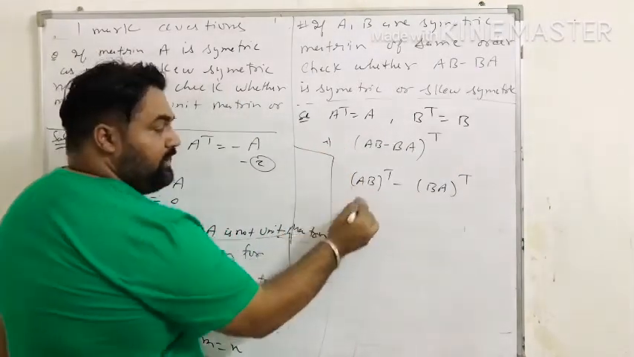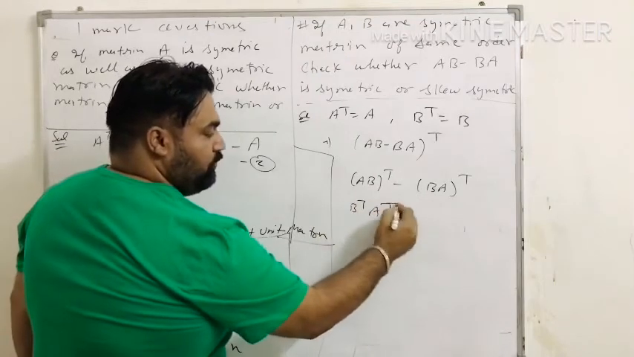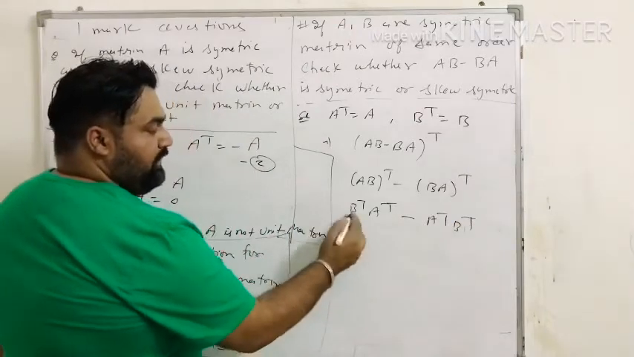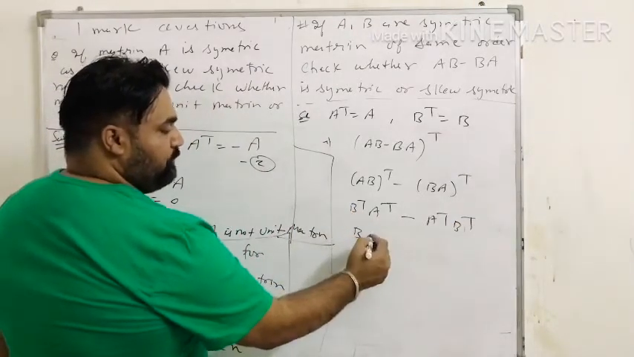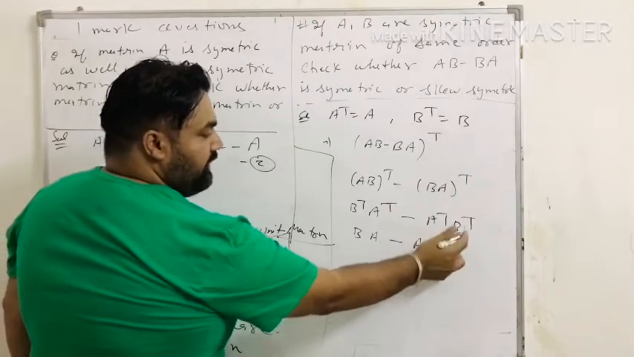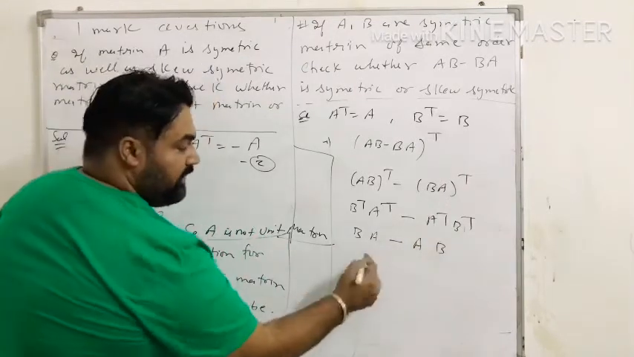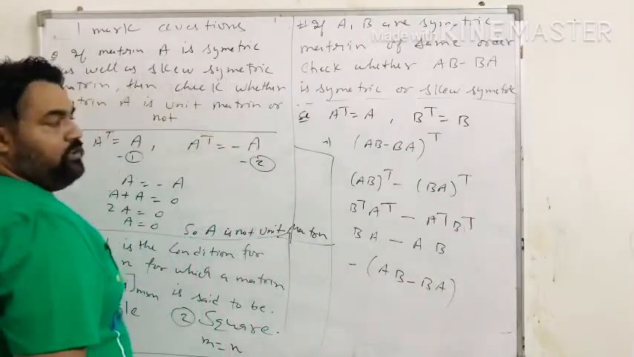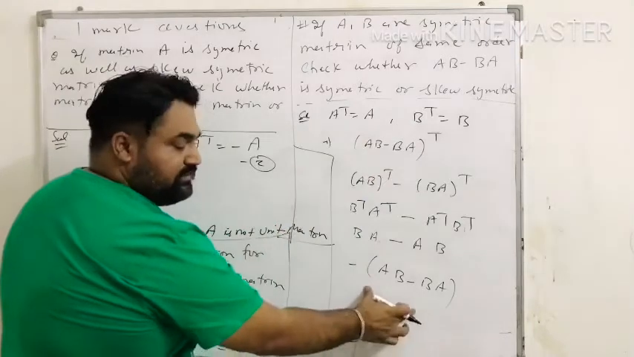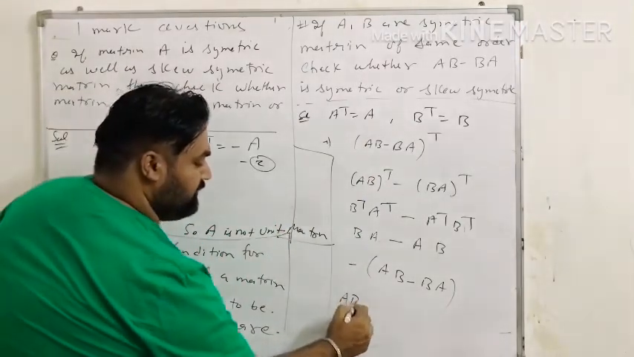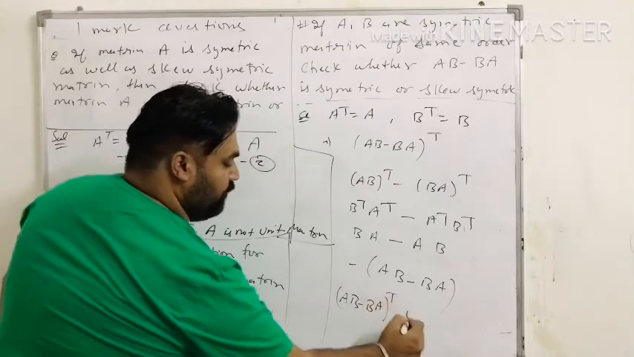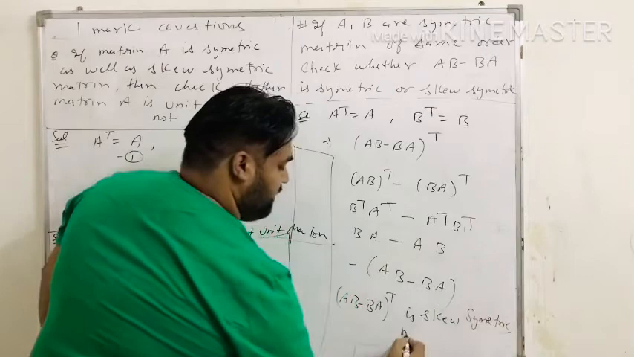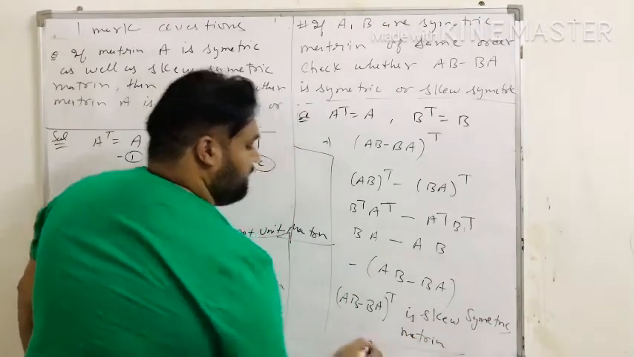Now what is the formula of (AB) transpose? B transpose, A transpose. What is the formula of (BA) transpose? A transpose, B transpose. B transpose means B, A transpose means A. Now we take a minus common, so it is minus (AB minus BA). So the value of the transpose of (AB minus BA) has a negative sign. So it means AB minus BA is a skew symmetric matrix.